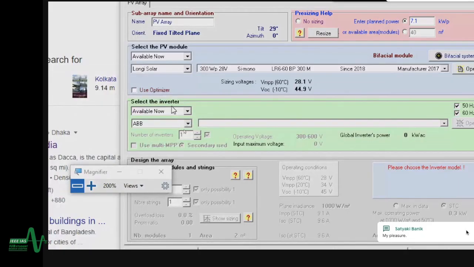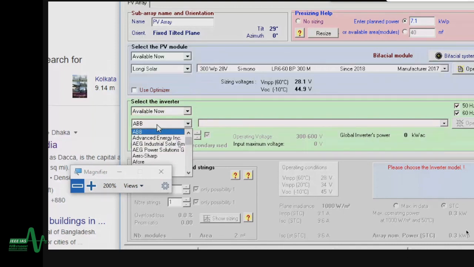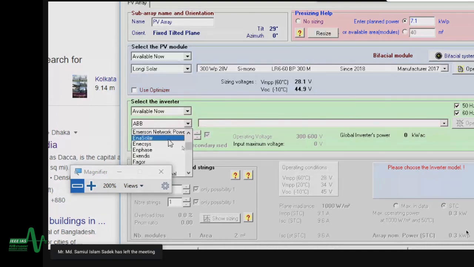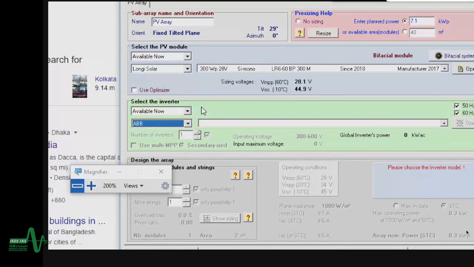And now let's come to the inverter section. What kind of inverter are we going to use? So available now, okay, fine. And there, we can choose from a huge number of companies, ABB, Aerosharp, you can just play with it. Delta Energy is so nice for any students, any scholars, so nice to play with. You can choose any one of them, but I prefer to choose ABB since it's a renowned company for transformers and inverters, as you wish.